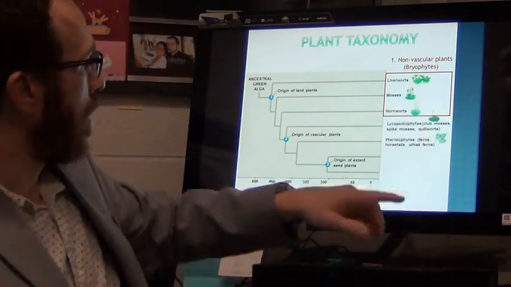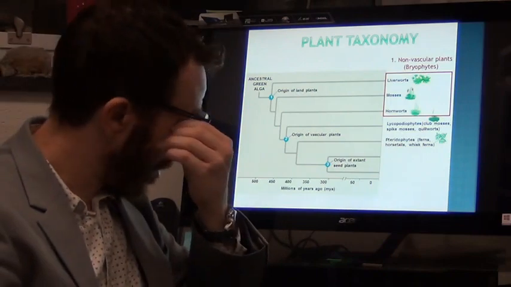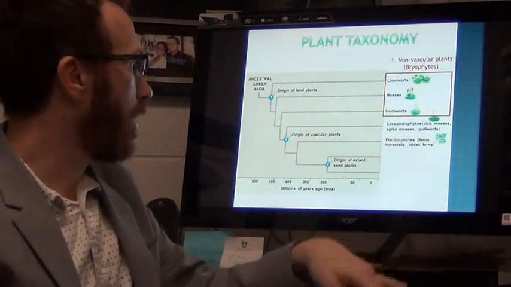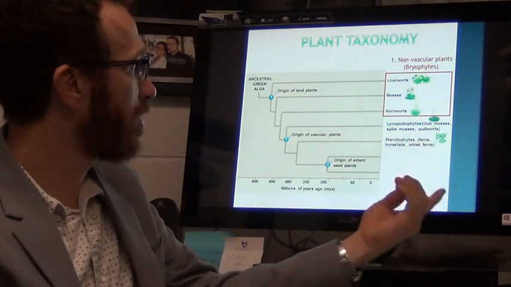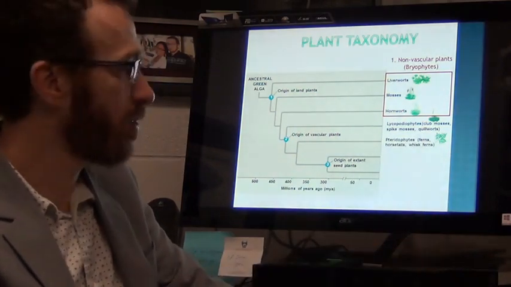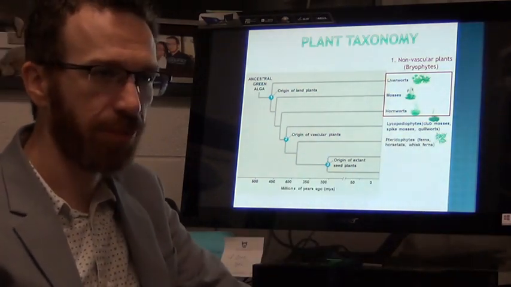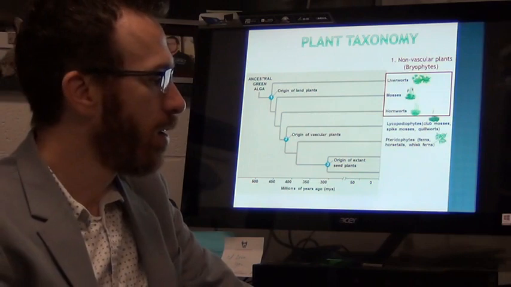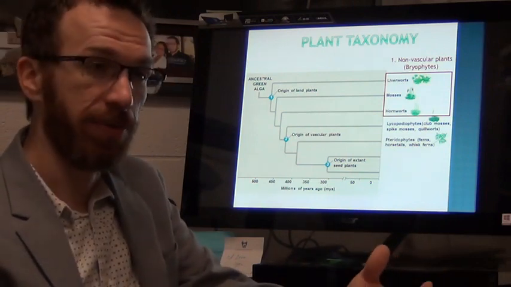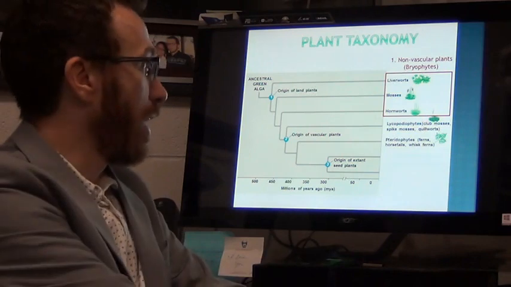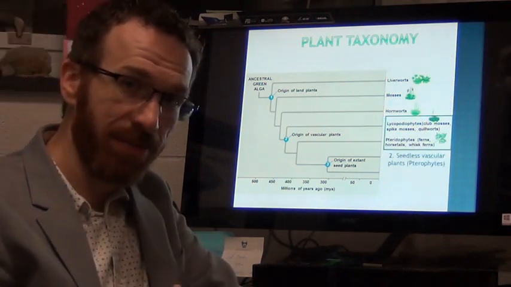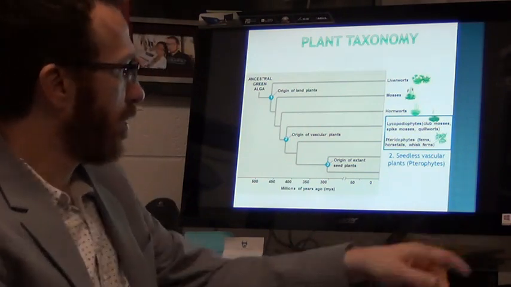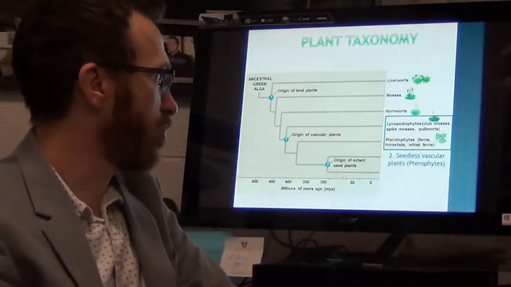Our second group, the next most primitive, are the lycopodiophytes and the pteridophytes. The lycopodiophytes include club mosses, spike mosses, quillworts, and then the pteridophytes include the ferns, whisk ferns, horsetails. You're probably most familiar with ferns. These plants do have vascular tissue, but they don't have seeds. Because of that, they're called seedless vascular plants. Or this should say pteridophytes, not pterophytes. So pteridophytes is what they're called.